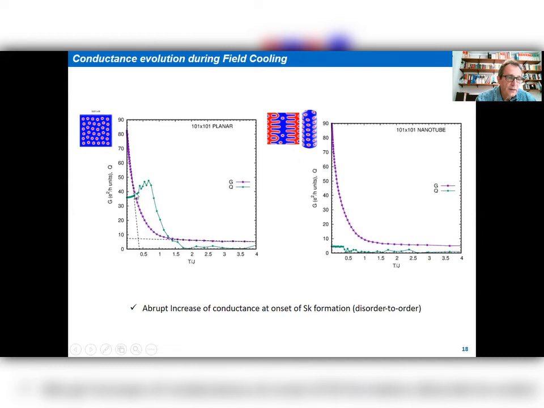And we can see that when skyrmions start to form in the system, there is a continuous and abrupt increase of the conductance. This happens both for the planar and the nanotube case, and it's an indication that the system makes a transition from the fully disordered case in terms of spin to an ordered case.